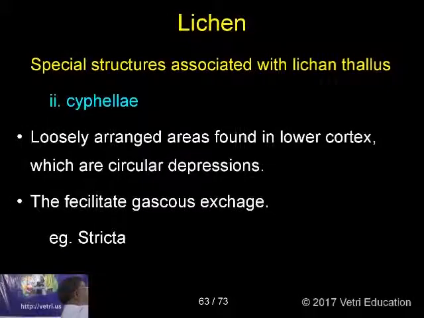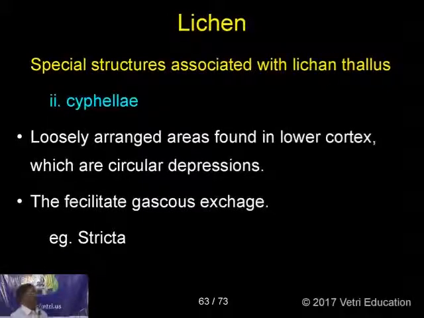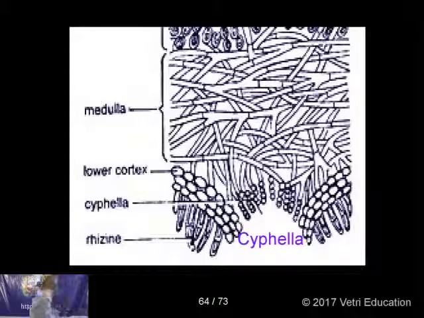The second one is cyphellae. These are also loosely arranged areas, found in the lower cortex, and they are circular depressions that facilitate gaseous exchange. An example is given here, Sticta, where you can see the depressions are loosely arranged cells in the lower side of the thallus. Here is the internal structure of the thallus, where you can find the algal zone, a medulla made up of fungal hyphae, and the lower cortex, and here you can find loosely arranged cells, some gaps, which facilitate gaseous exchange. These are called cyphella, singular, and cyphellae, plural.